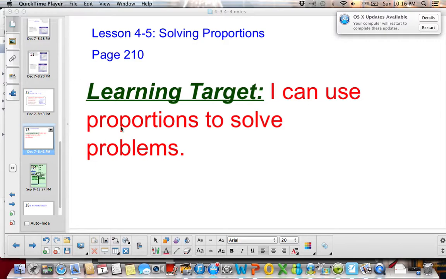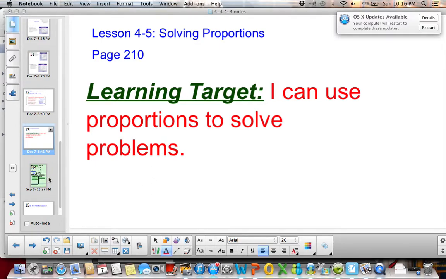Hi, 7th graders. We are on lesson 4-5, which is solving proportions, and it starts on page 210 in your textbook. Our learning target today is using proportions to solve problems. So what is a proportion?